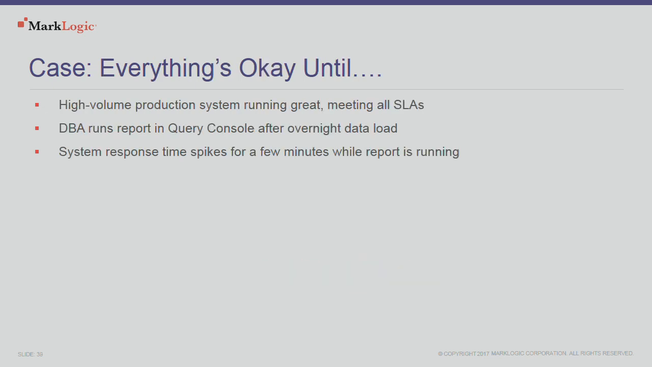So we had another system. This was a high-volume production system. It was meeting all of its SLAs, and this is actually a case that happens fairly often at customers. Everything's great, and then the DBA runs a report in Query Console after a bunch of data was loaded overnight. And the system just grinds to a halt. While the report is running, response times get very bad. The report finally ends, everything is great again, but it seems like this one report is doomed and just ruins the whole system.